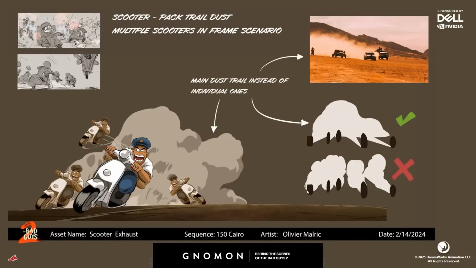This is another style guide that was provided, and again they remind us to have the trails from each of the scooters, but do not make it individual smokes like this, but instead make it a nice silhouette behind them.